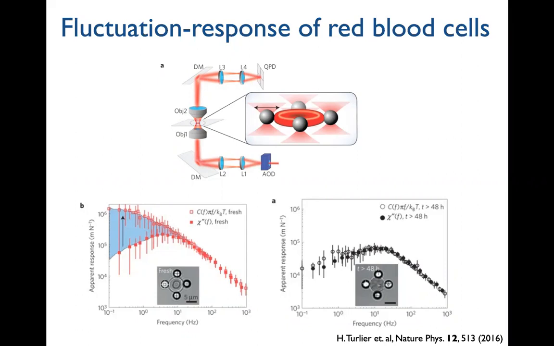So what you are plotting is the PSD of the movement of the sensing particle of the red blood cell. Is the PSD the power spectral density? Yes, of the motion of the red blood cell. Of the red blood cell. Okay.